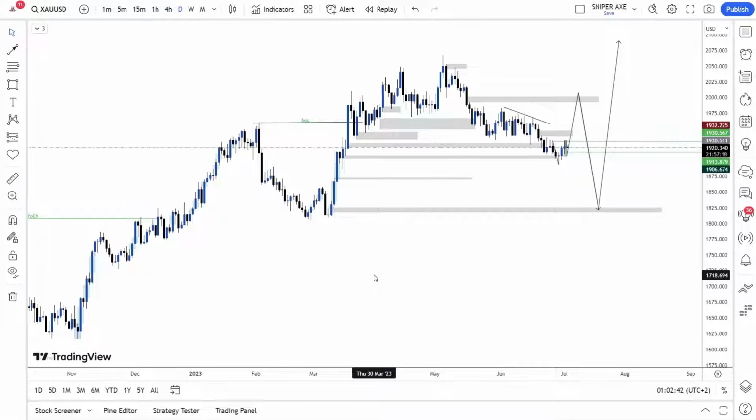This is how we take our moves and become more precise on our entries, and this is how we get our sniper entries.